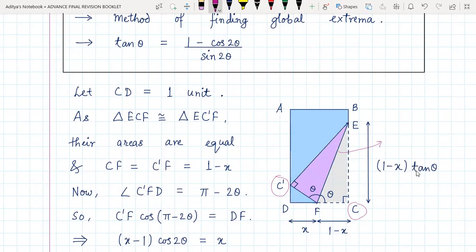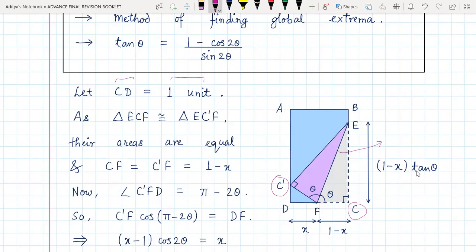One more thing that we have done here is that CD we have assumed to be equal to 1 unit. The reason is that since there are no side lengths given, we are free to assume anything, right? Because at the end of the day, we have to find the ratio. So what we can do is we can forcefully assume that CD is equal to 1 unit. There is absolutely no harm in doing that, and it is absolutely correct. So that's pretty much what we have done. CD we have defined to be 1 unit.